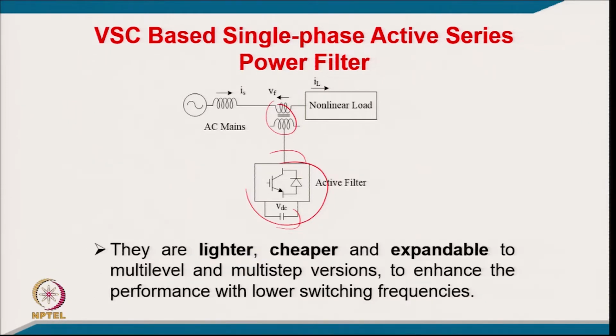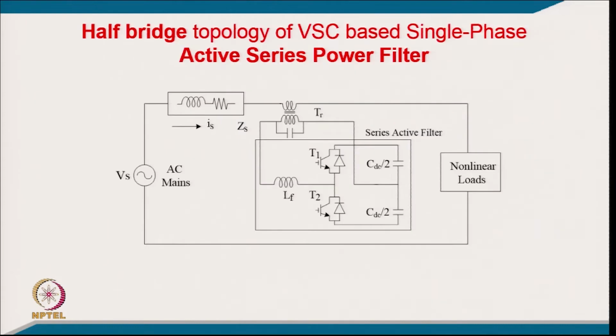So, these voltage source based series active filters are lighter, cheaper and expandable to multi-level and multi-step versions to enhance the performance with a lower switching frequency. And coming to the topology based classification, you can use this voltage source converter also with the half bridge here, and it can also inject the voltage by generating it, but the only drawback is that these capacitors are required to be quite high in value because the whole current will flow through these capacitors.